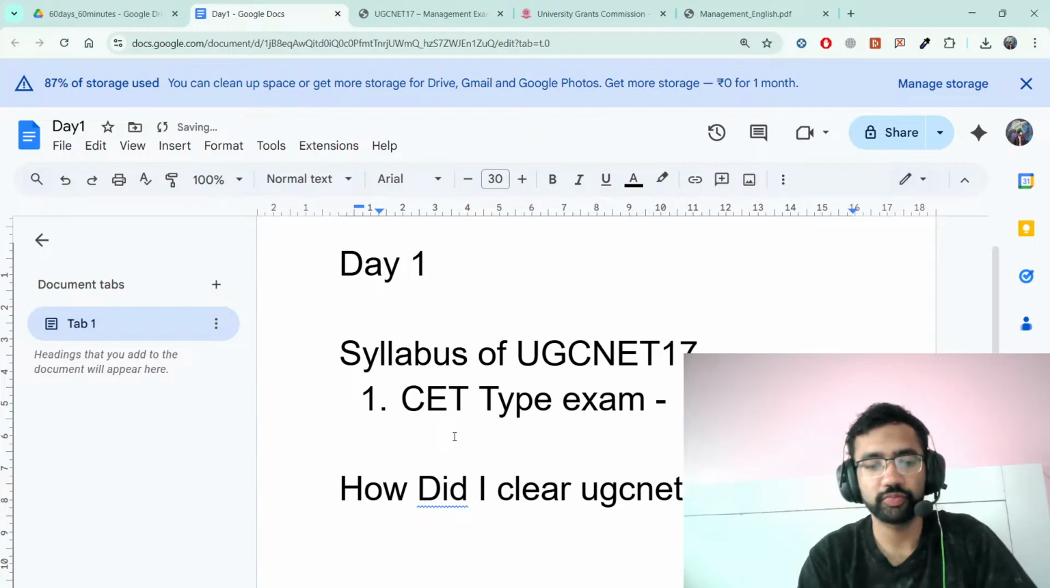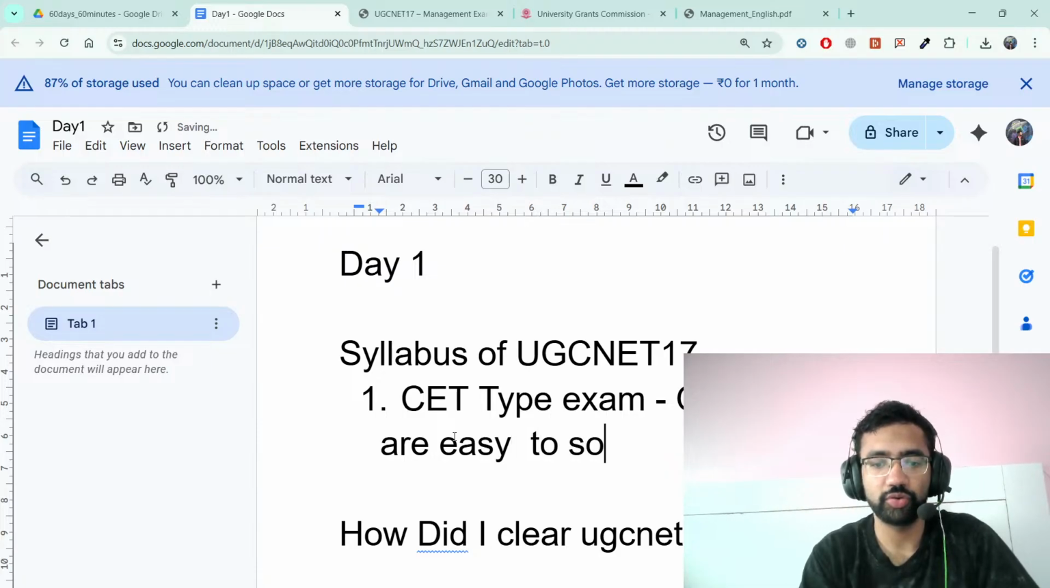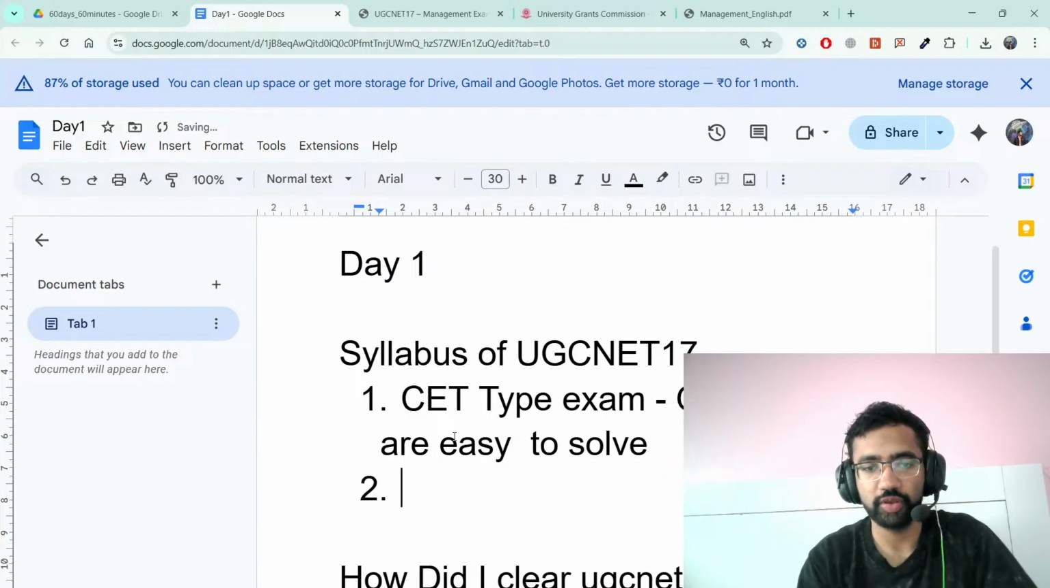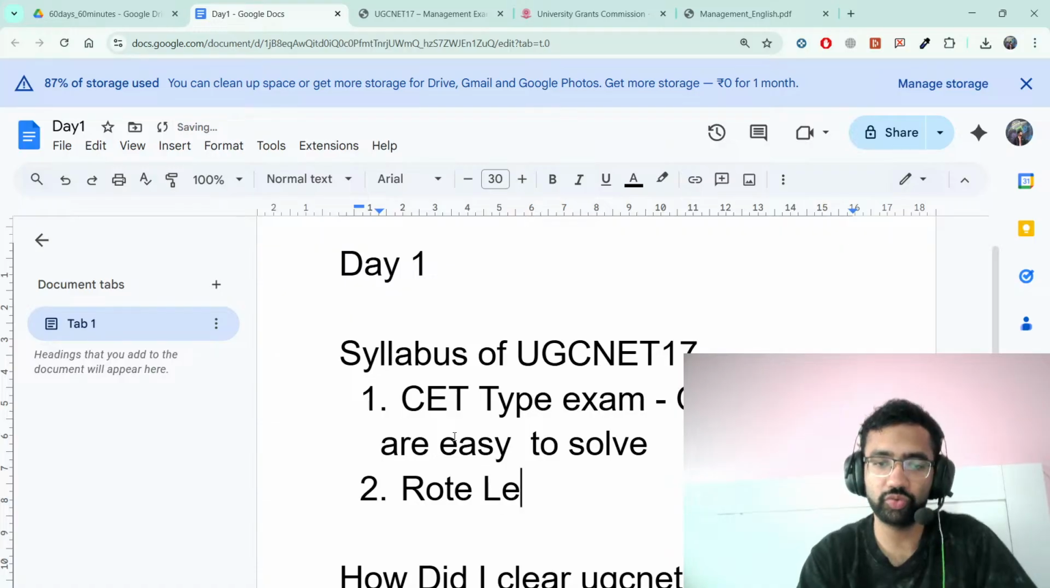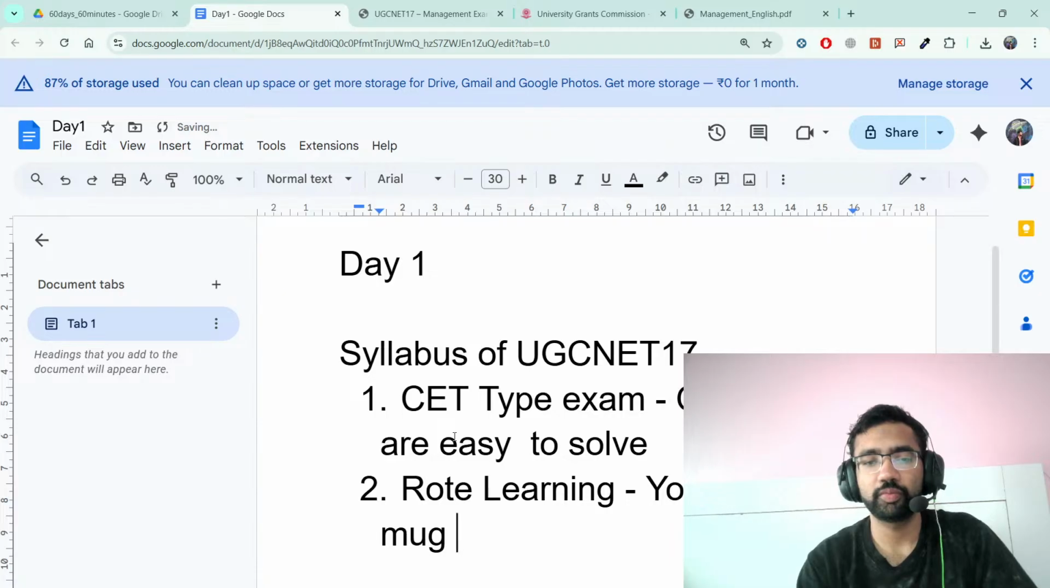which means questions are easy to solve. Second, rote learning, which is you need to mug up the theory to answer.